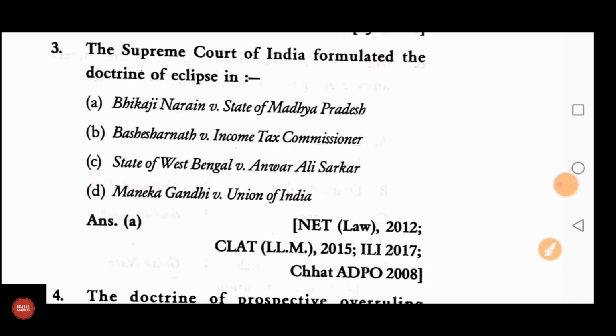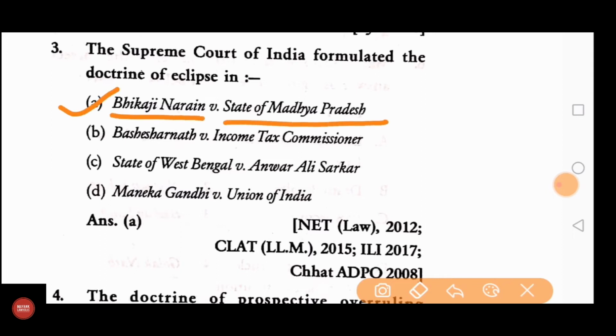The Supreme Court of India formulated the doctrine of eclipse in option A. Bhikaji Narayan versus State of Madhya Pradesh, option B. Basheshar Nath versus Income Tax Commissioner, option C. State of West Bengal versus Anwar Ali Sarkar, option D. Maneka Gandhi versus Union of India. The correct answer is option A. Bhikaji Narayan versus State of Madhya Pradesh.